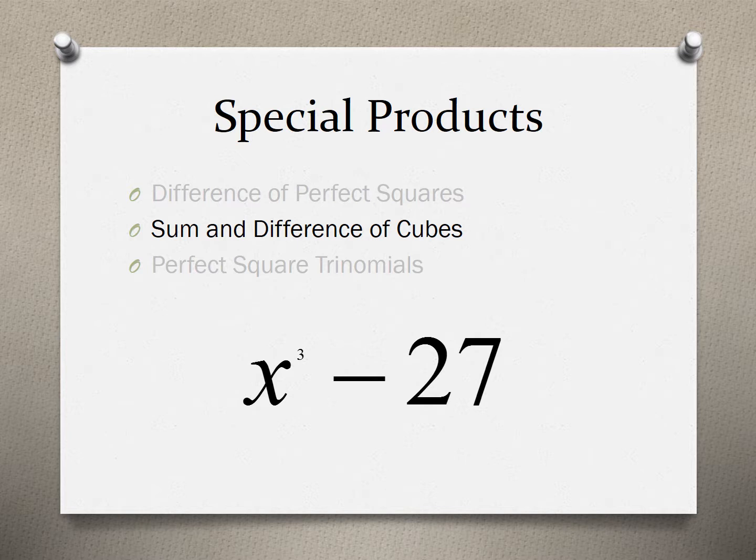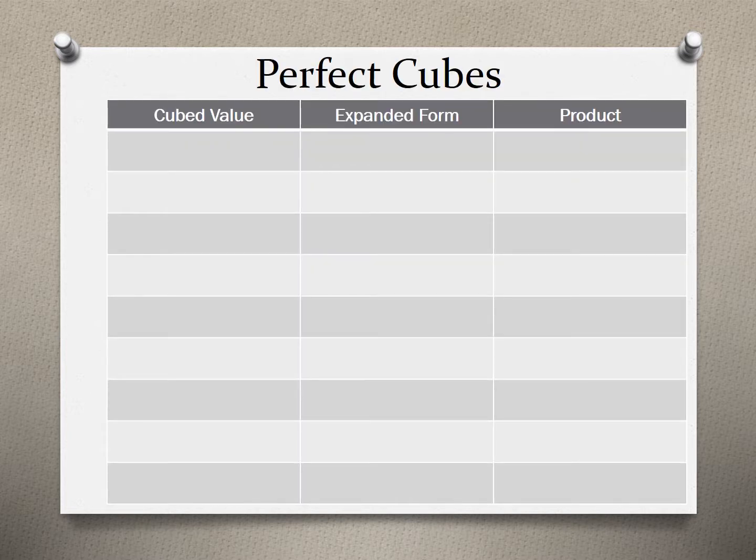So here is an example of a perfect cube. Notice how on the left we have x to the third power, or x cubed. This is x times x times x, so clearly this is a perfect cube. Also, we have 27, which if you'll recall is 3 times 3 times 3, which happens to be a perfect cube as well. And if you notice here, we have a difference of the two terms. So let's take a close look at perfect cubes.